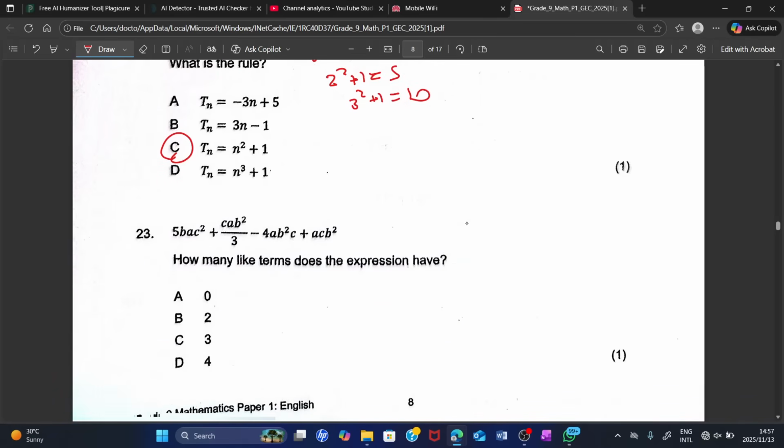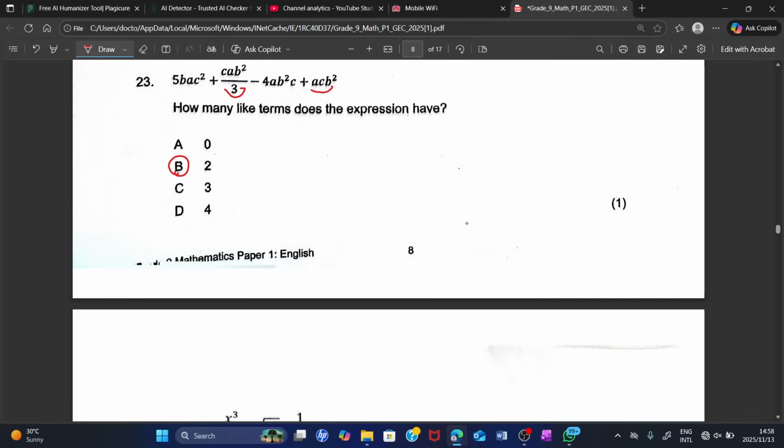Right now, how many like terms does the expression have? Like terms. Let's see the like terms. A, C, B is this one, and this one. Yes, these are like terms: b squared, AC. Yes, so it's 2. So the answer is B on this one. Right.